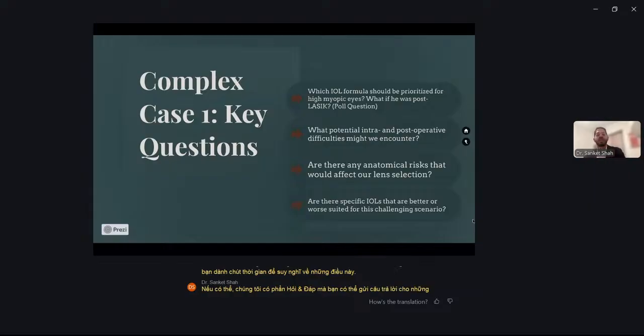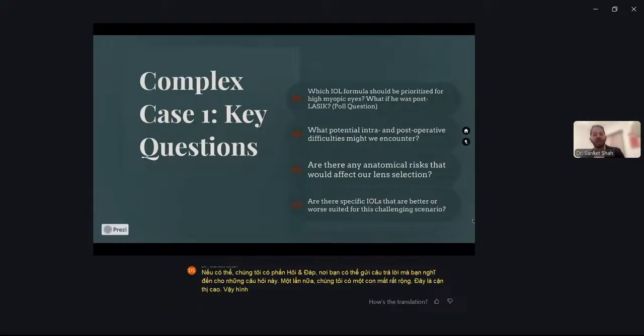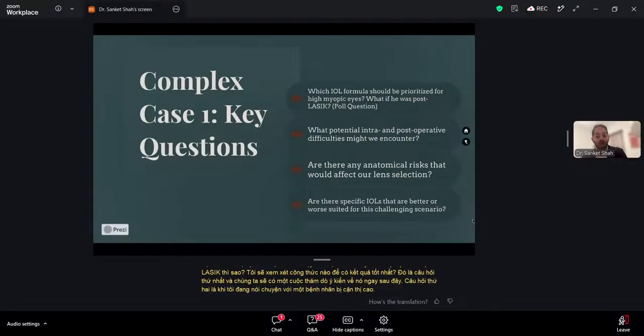So again, we have a very large eye. This is high myopia. Which IOL formula should I choose in this case? What has the best data with high myopia? And in cases of high myopia, we see a lot of patients who get LASIK. So what if this patient was post-LASIK? What formula would I consider then to have some of the best outcomes? That's question one, and we'll have a poll about that in just a second. Question two is: when I'm addressing a patient with high myopia, what could go wrong and what might make things difficult for me during surgery and post-operatively?